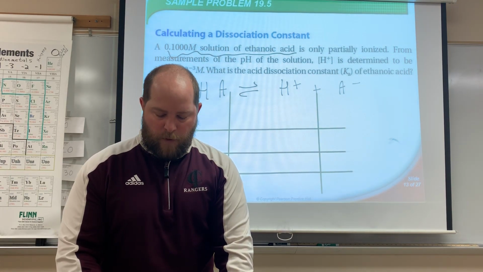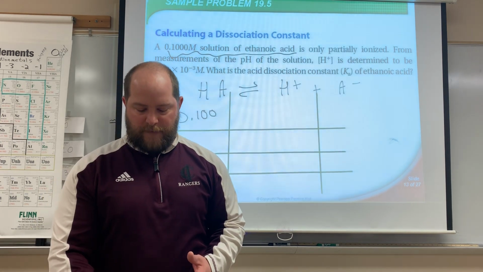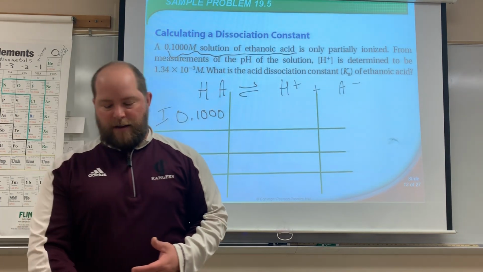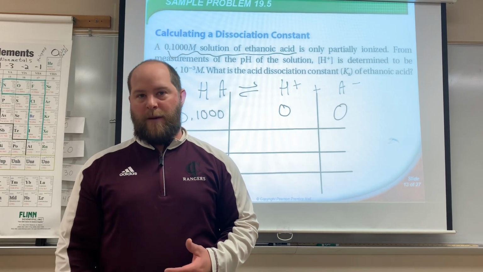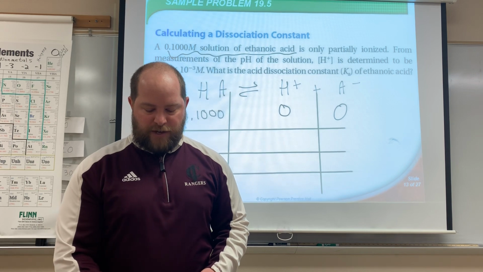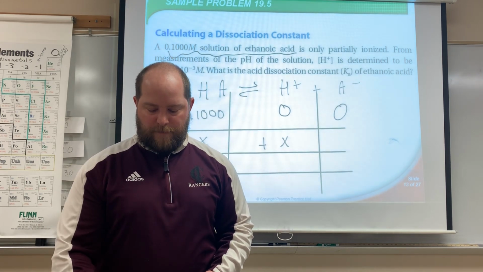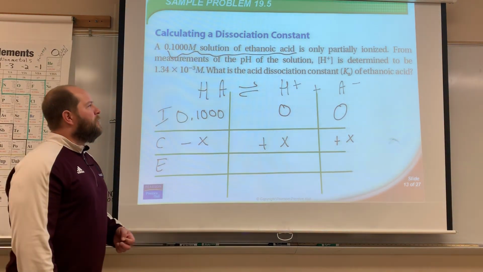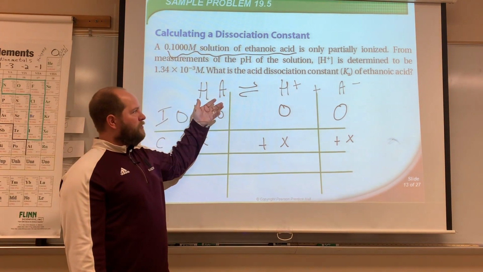So 0.100 is going to be the original strength. Actually, another 0 there. So if it hasn't ionized yet, initially I'm going to have 0 H plus and 0 A minus. I'm off to a good start. This one is going to change by a value of x, while these guys are going up by a value of x.